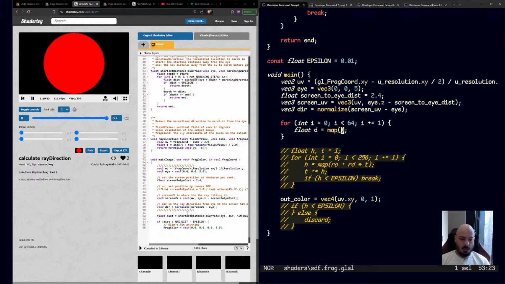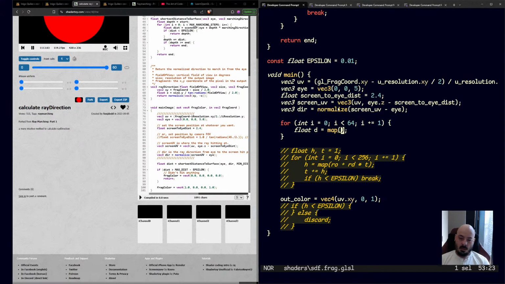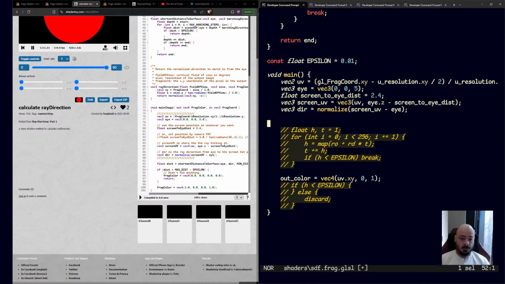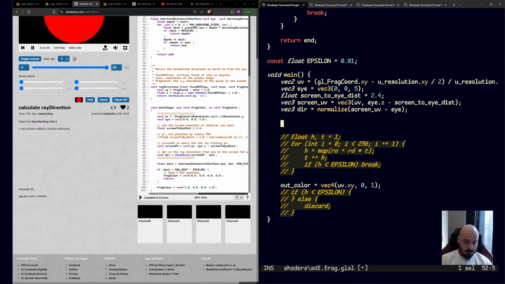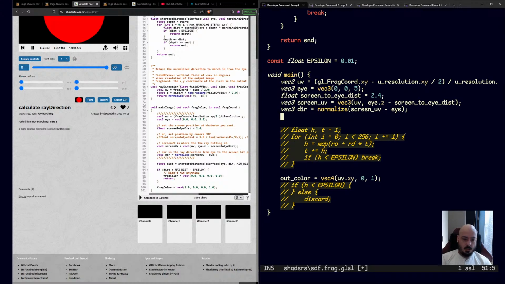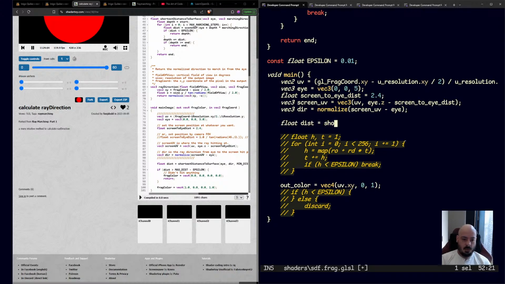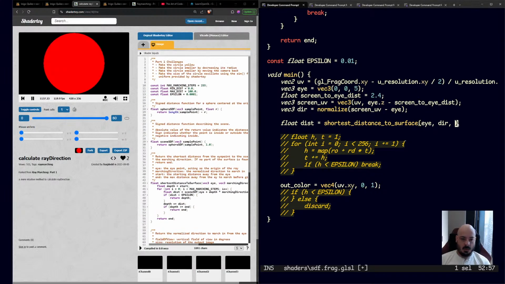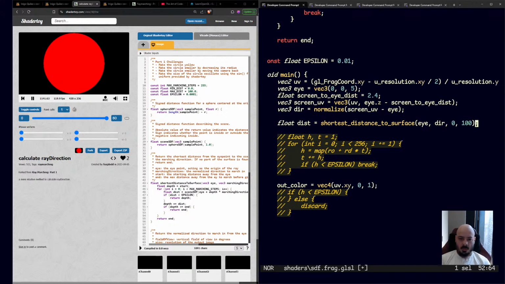Okay, so we got... Oh man, I need to take some more Panadol or something. Normalize. No, we got the direction already. Distance equals shortest distance to surface, direction. What have they got set as the min and max distances here? 0 and 100. That'll do. I'm going to need to move the epsilon value up.